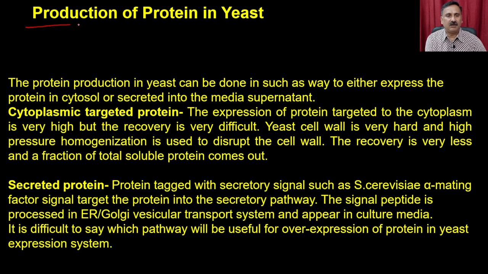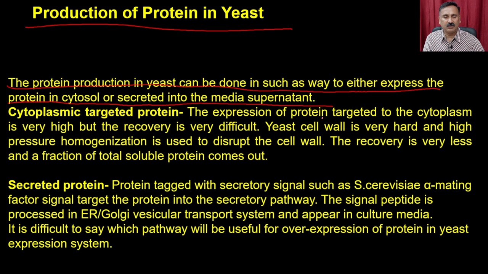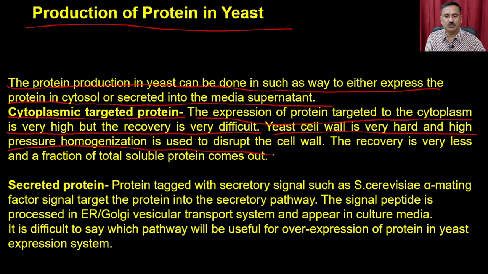The production of the protein in the yeast. Protein production in yeast can be done in such a way that either the protein is present in the cytosol or secreted into the media, the supernatant. Cytosolic targeted proteins are expressed inside the yeast cells. The expression of a protein targeted to the cytoplasm is very high, but the recovery is very difficult. The yeast cell wall is very hard, and high-pressure homogenization is used to disrupt it. The recovery is very low, and only a fraction of the total protein comes out. So the expression is very high, but the recovery is very low because the yeast has a cellulosic cell wall, and it is very difficult to break.